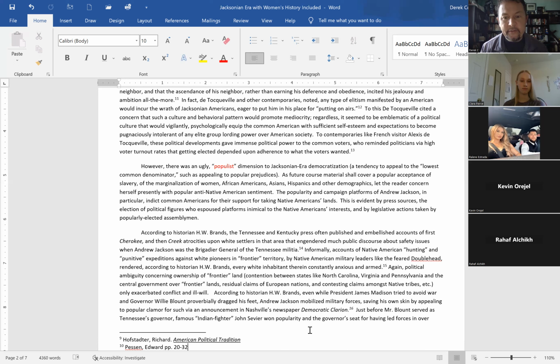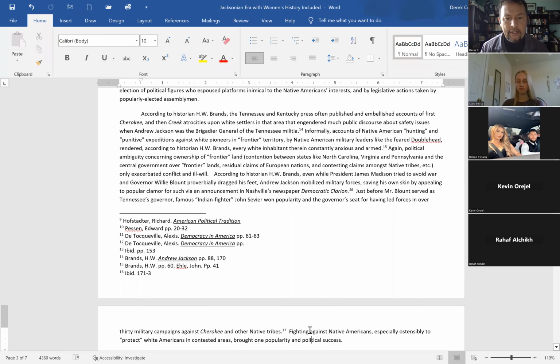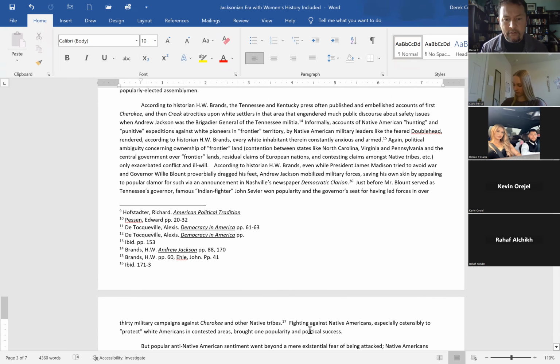And the Cherokee received the help of a guy named William Wirt, and they took it all the way to the Supreme Court.